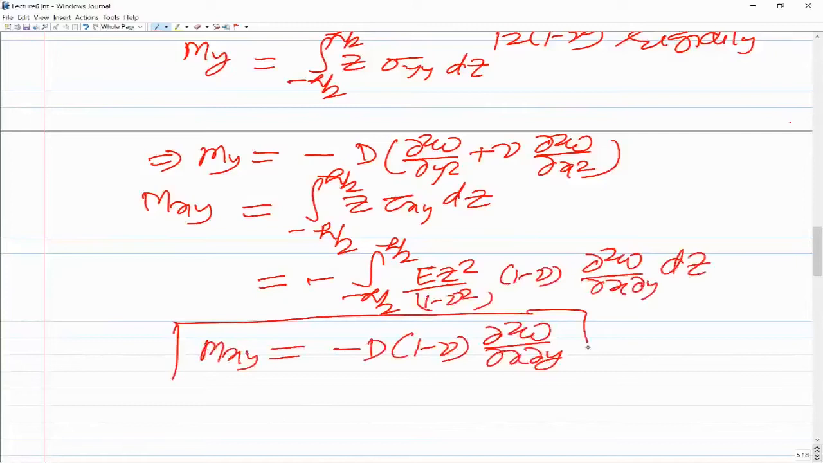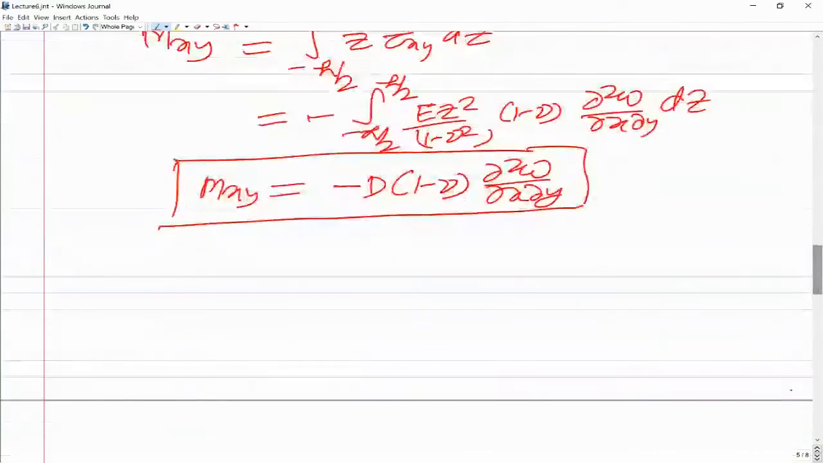The units of all three are Newton meter per meter. If you look at the interpretation of these moment resultants, let me draw a figure.